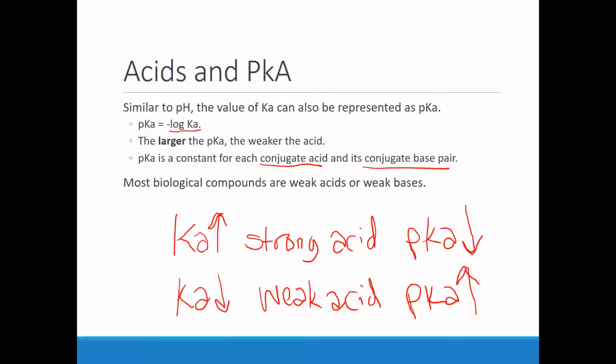And most biological compounds are actually going to be weak acids or weak bases. We're going to be looking more into the Ka and pKa when we are involved with a weak acid, weak base conjugate pair.